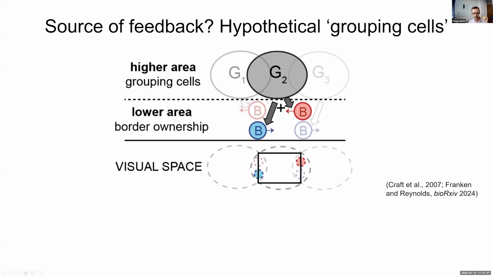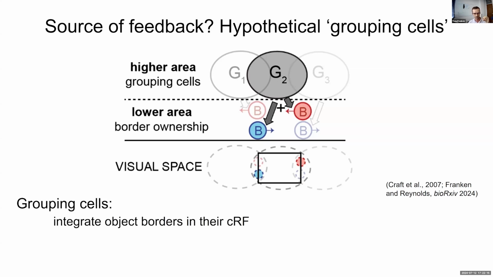So the grouping cell G2 here in this cartoon, because it's sitting in a higher area, has a larger receptive field. So its receptive field could cover an entire square object at this location. So this square object would activate cell G2. And because of that activation, the feedback from G2 to lower areas would become active, which projects to certain neurons in that lower area. And that would be an explanation for why this blue neuron here has right-sided preferred border ownership, and the red neuron at this location has left-sided preferred border ownership.